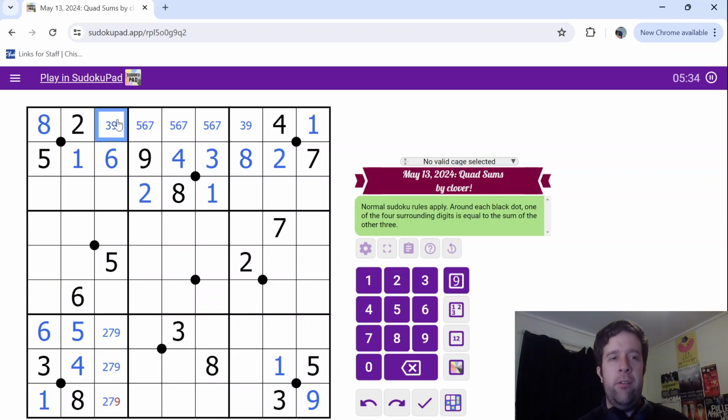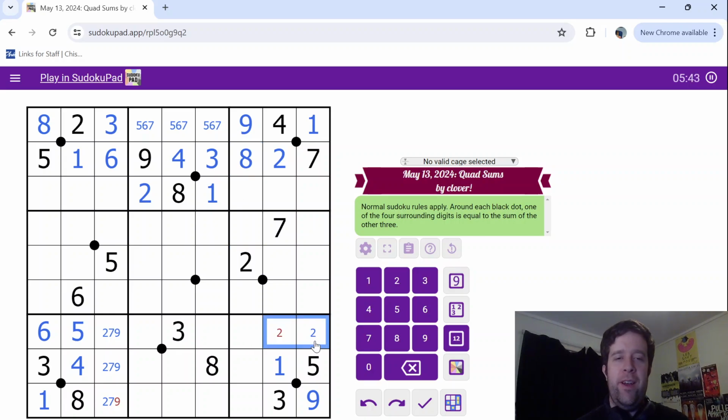This 9 over here tells us that this cannot be a 9. That's 3, that's 9. Now, 2 and 8 over here. It means that this has to be 2 and 8. But this 2 tells us which way around that goes. This is now 4, 6, and 7.